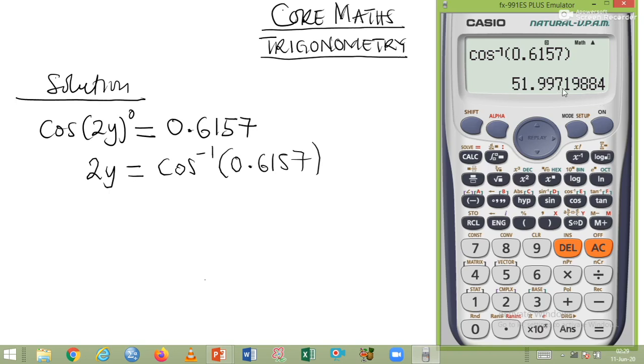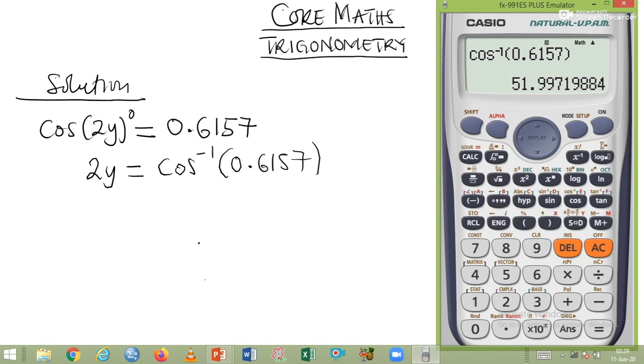51.99719884. I told you that it's advisable to leave it to 4 decimal places, as even in the original question, the ratio was in 4 decimal places. So 1, 2, 3, 4. After the 4th decimal place, you check the next number. If it is 5 or more, you add 1. If it is less than 5, you ignore the rest and maintain what you have. Because the 9 is more than 5, we'll add 1 to this one, making 2.